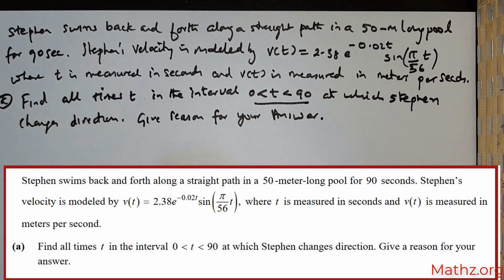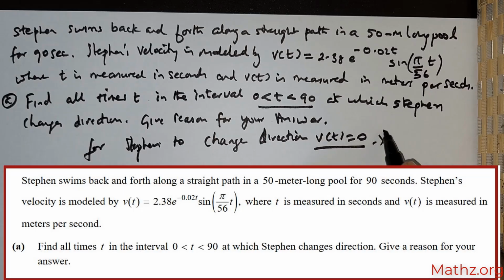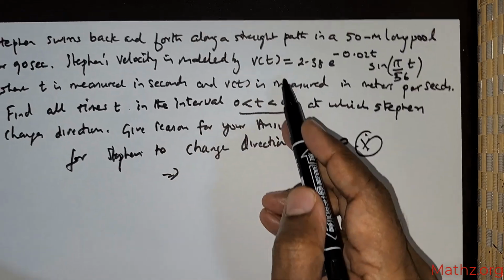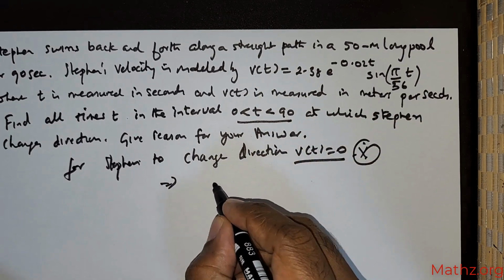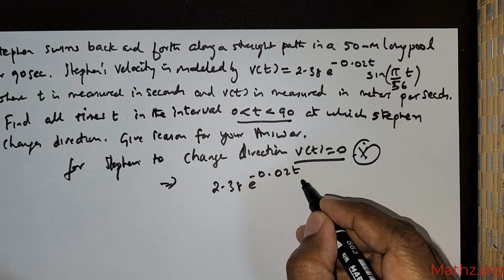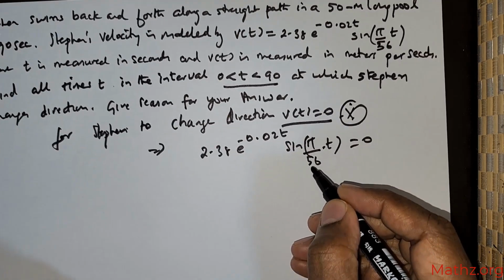Okay, so this is part A. Now for Stephen to change direction, this can only happen when v of t is equal to 0. So this is a very important point you will have to state. So this would mean this given v of t, 2.38 e raised to the power of negative 0.02 times t sine pi over 56 times t, should be equal to 0.